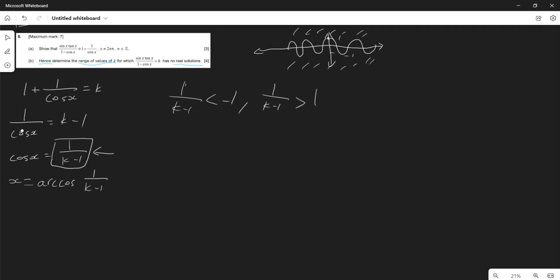Now, some people might have the instinct to multiply both sides by k minus 1. But when you have an inequality and you're multiplying and dividing, you will have to be careful. Because if you remember the rules, you know that if you multiply or divide by a negative number, then you have to switch the inequality. And in this case, you don't know what k is. K is an unknown constant here. And so we can't use that method.